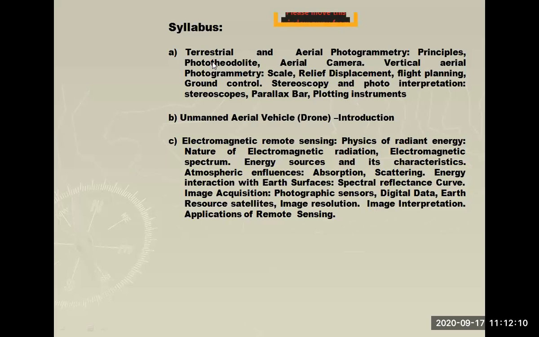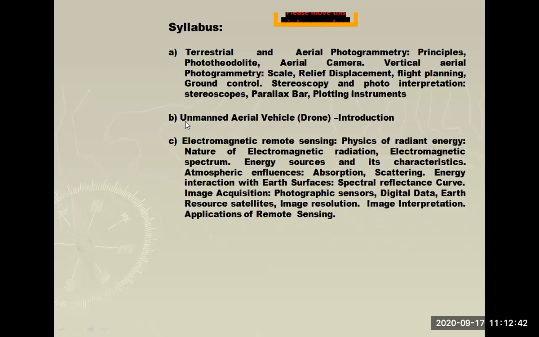See, syllabus here is terrestrial and aerial photogrammetry. So we will see in detail what is terrestrial photogrammetry and what is aerial photogrammetry. Then we have to see principle of phototheodolite, aerial camera, vertical aerial photogrammetry, scale of photograph, relief displacement, flight planning, ground control, stereoscopy. These are the points related to photogrammetry that we will see in detail.